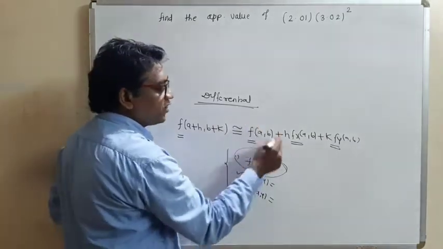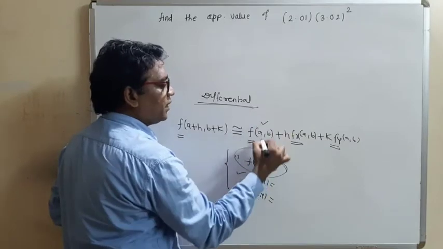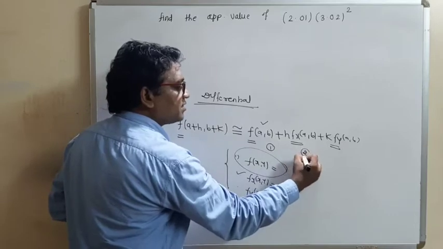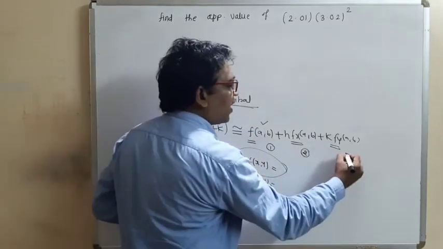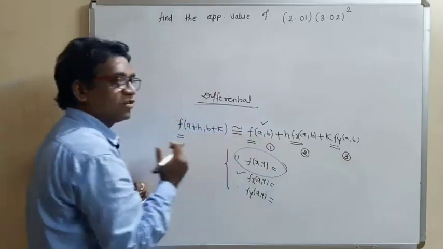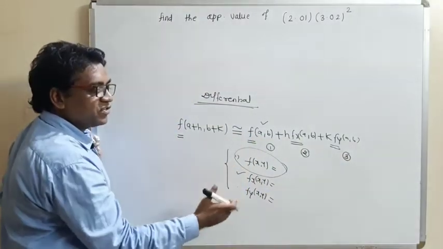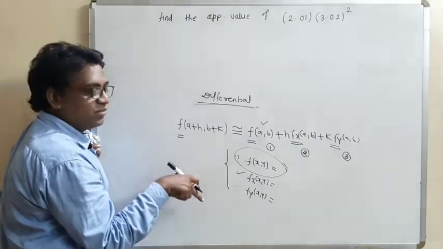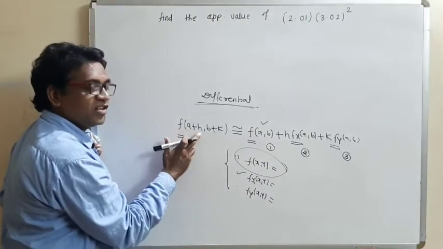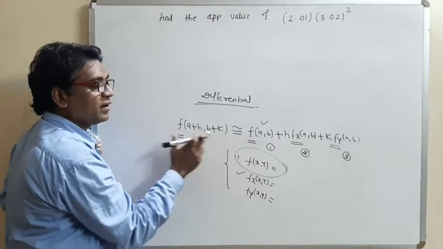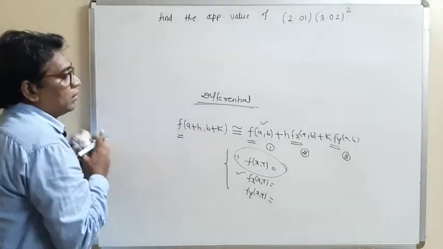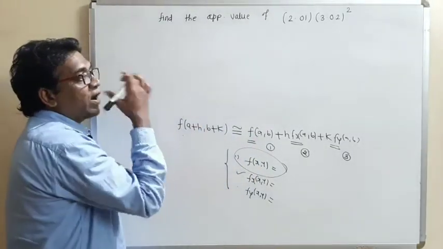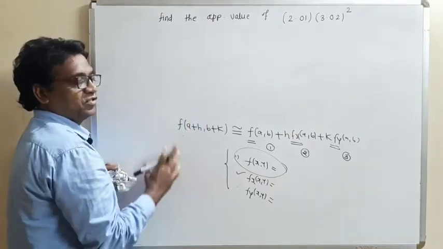And there are three functional values. f at (a, b), this is the first functional value. fx at (a, b), this is the second functional value, and fy at (a, b), this is the third functional value. So there are three functions and three functional values. Also there are some numerical values: there is a, there is h, also there is b and k. Now this is our example. We want to find out the approximate value of this function.